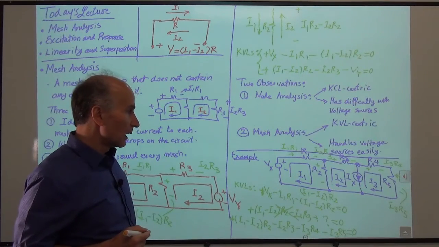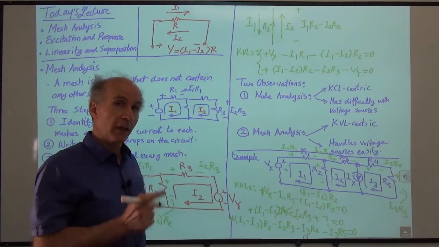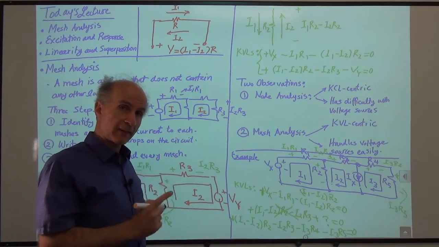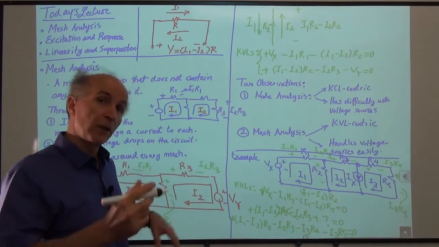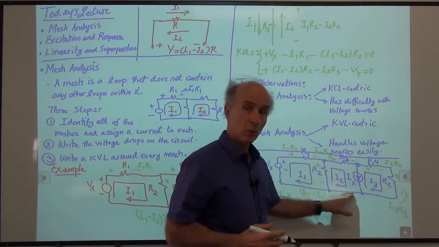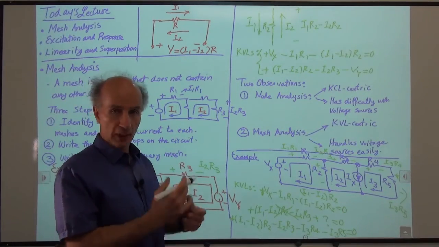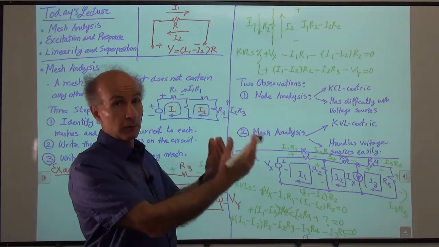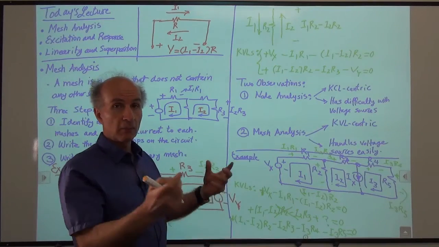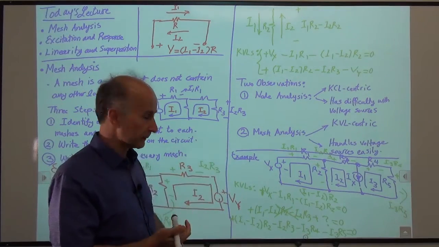Okay, so we have three meshes, but we ended up with two KVLs. Why? Because we have a current source. The current source makes us lose one KVL because we ended up merging two meshes into one super mesh. All right? So you can see the similarity between what we did with supernode, right? Supernode merged two nodes. Here super mesh merges two meshes.